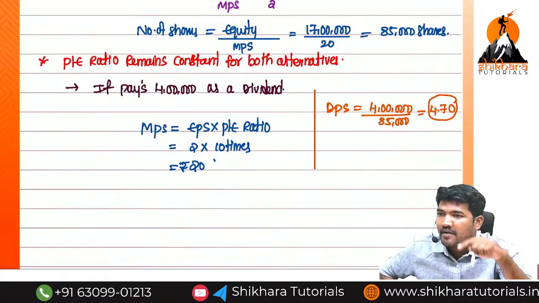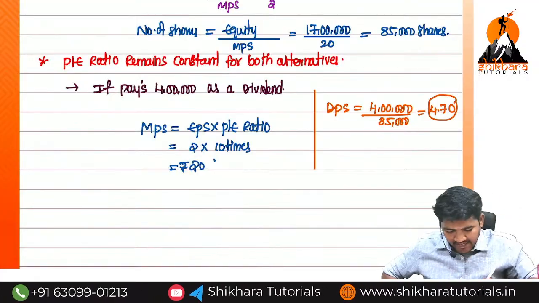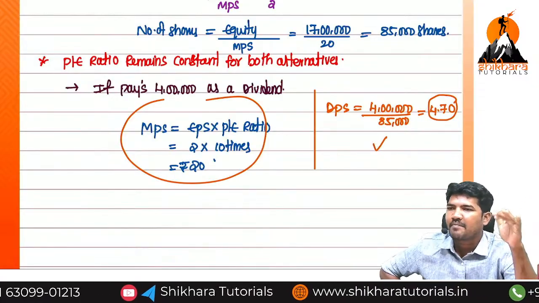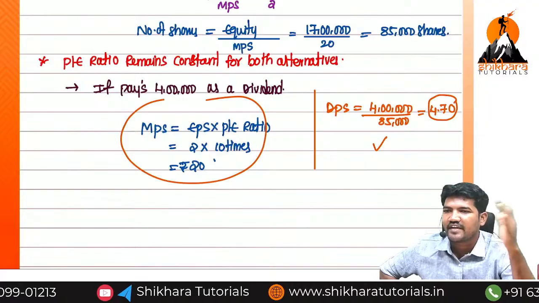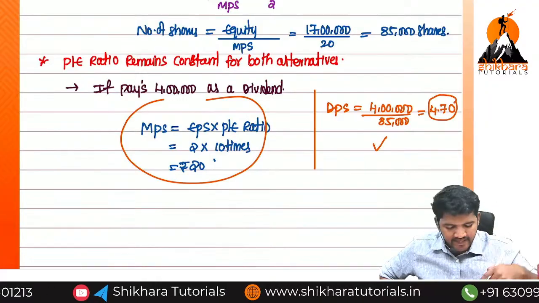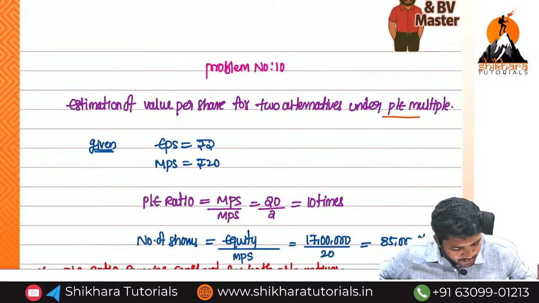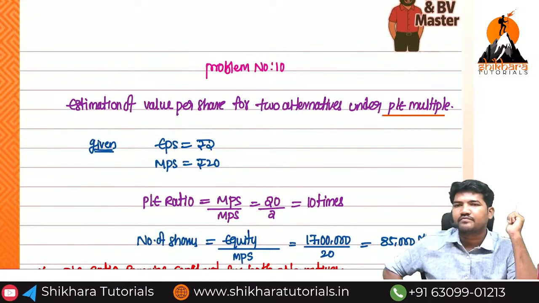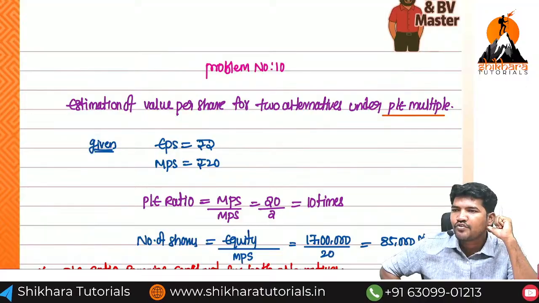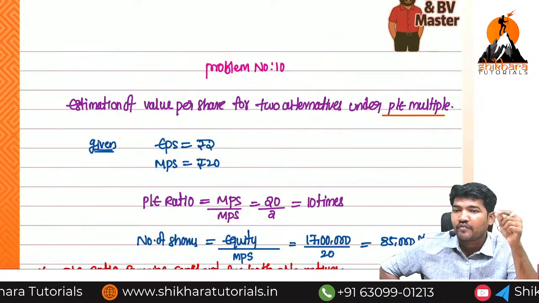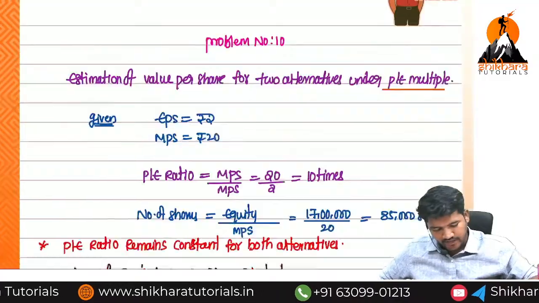Sir, if it is a dividend model, instead of this calculation, I would follow expected dividend divided by KE minus growth. That kind of calculation I will follow. But here, which approach are we following to calculate? Under PE multiple. You have to specify to the examiner from which point of view you are calculating. Okay, done.